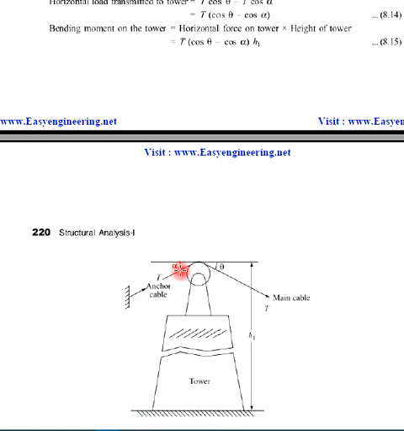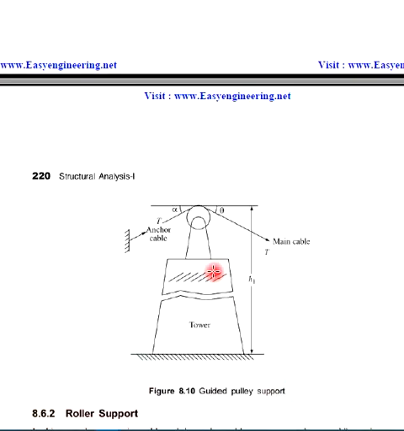So the angle which the anchor cable makes with the assumed horizontal plane is alpha, and the angle which is made by the main cable to the assumed horizontal plane is theta. So here we have been given the value of the angle, so we will utilize that.